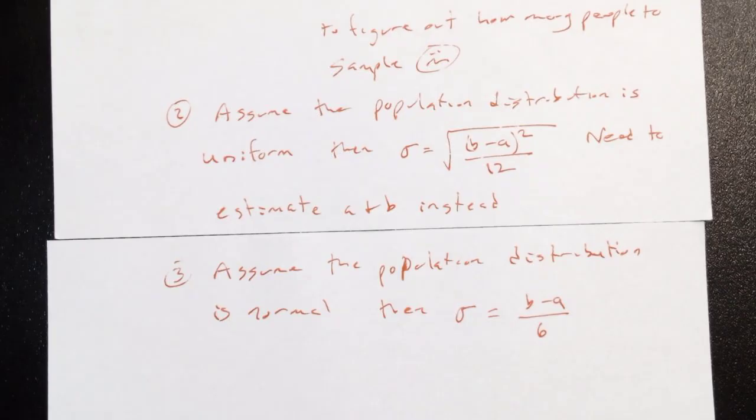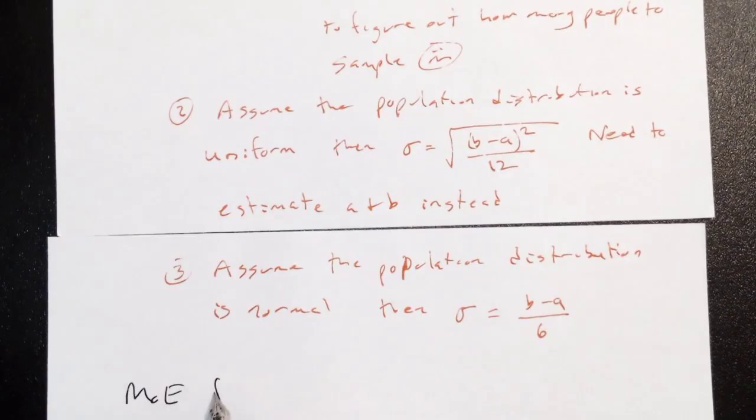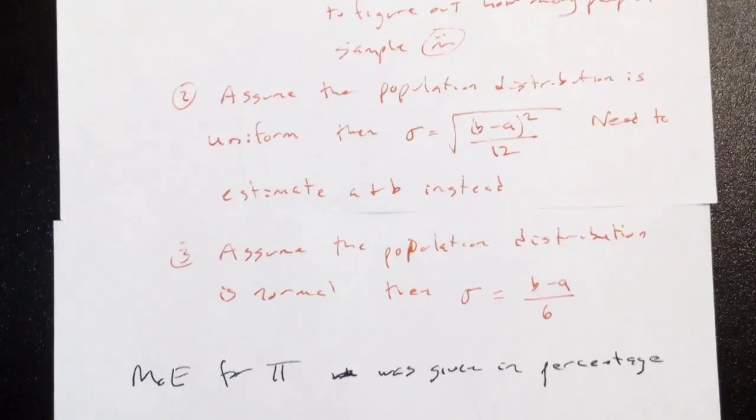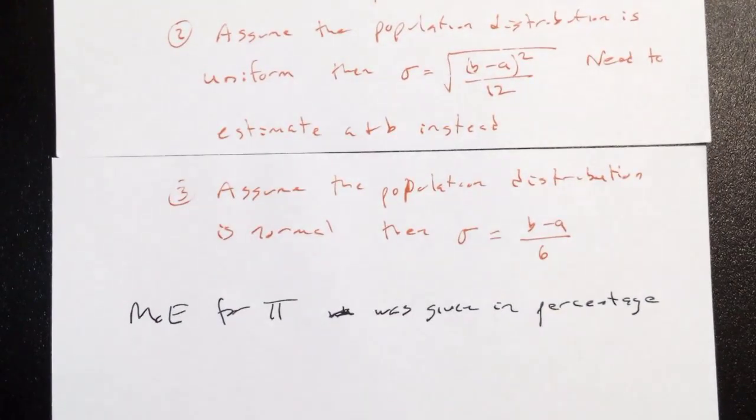The margin of error for a mean is in different units than the margin of error for a proportion. The margin of error for pi was a percentage. I said we were estimating a proportion. A proportion is a percentage. What percent of the people have this opinion, did this thing? I can use a proportion, that's a percent.